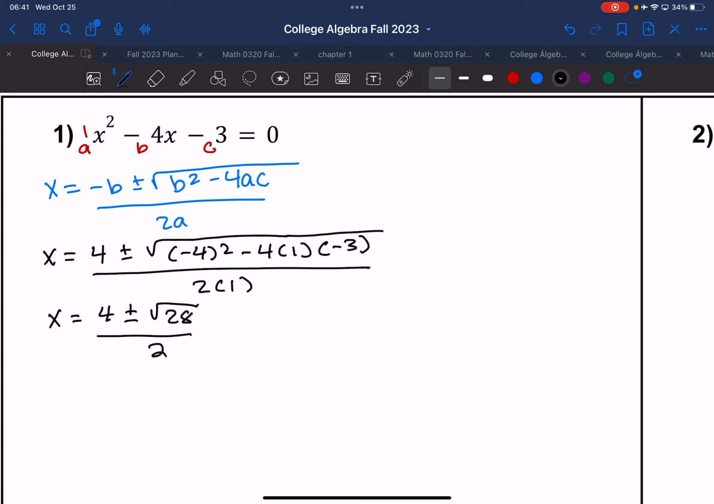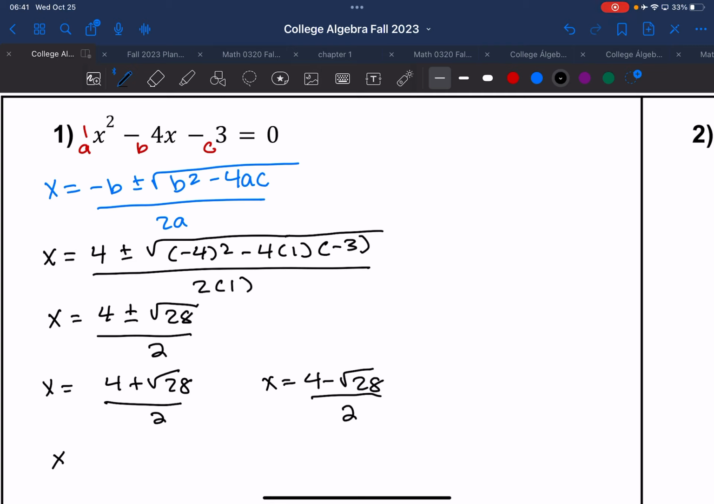So that means we have two possible answers here. We have when x is equal to 4 plus the square root of 28 divided by 2, and x is equal to 4 minus the square root of 28 divided by 2. So you would type each into your calculator separately, and you're going to get a decimal. If you ever get a decimal, just make sure you round to just 2 decimal places.